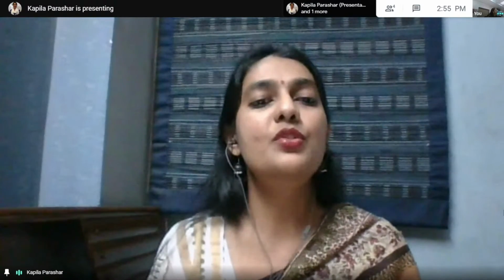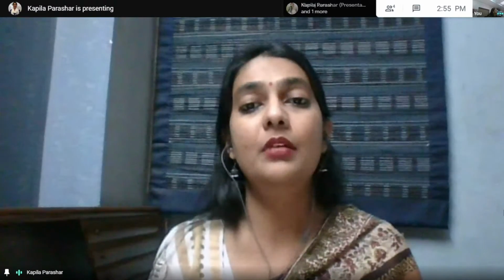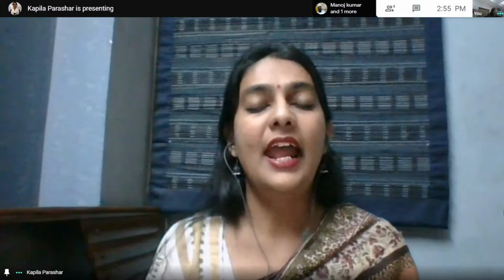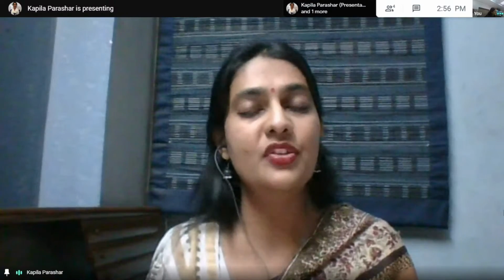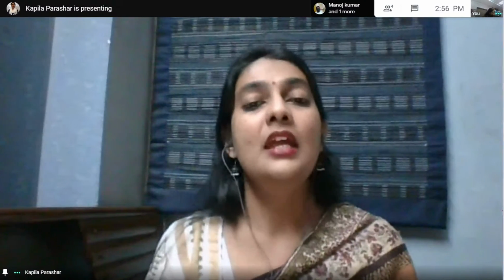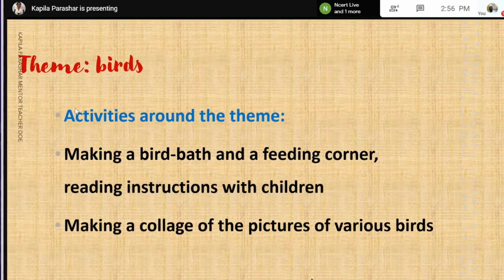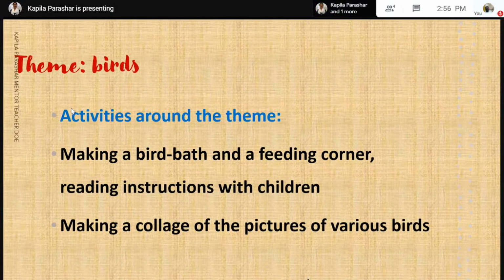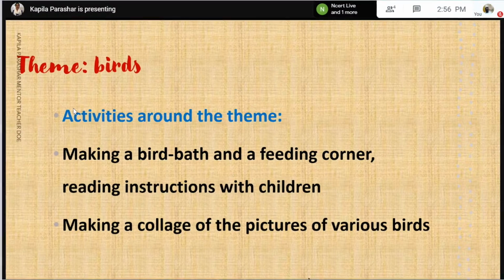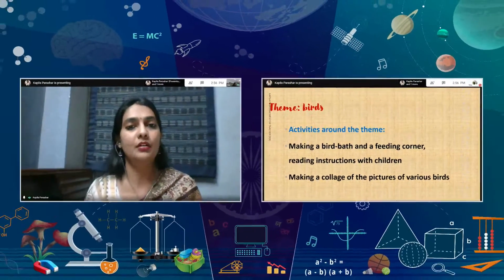Yes. Thanks for reminding me of the time, Tanvi. So students could be encouraged to make a bird bath or a feeding corner, and the instructions are given in the textbook. The instructions could be read aloud to the children, and then students could make their own bird bath and feeding corner for birds. Children could also be encouraged to make a collage of pictures of various birds. Because only sparrows are mentioned in this story, students will be encouraged to know about other birds.